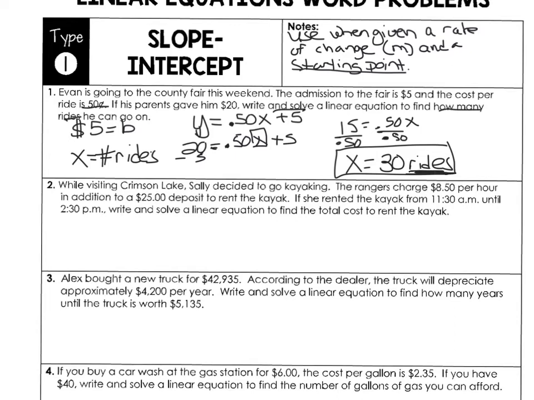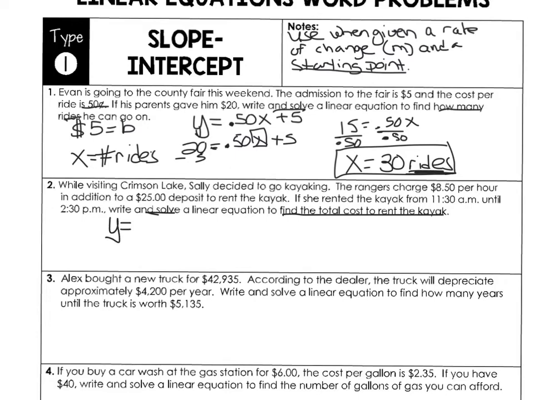All right. While visiting Crimson Lake, Sally decided to go kayaking. The rangers charged $8.50 per hour in addition to a $25 deposit to rent the kayak. All right. If she rented the kayak from 11:30 a.m. until 2:30 p.m., write and solve a linear equation to find the total cost to rent. All right, so y is going to be our total cost.